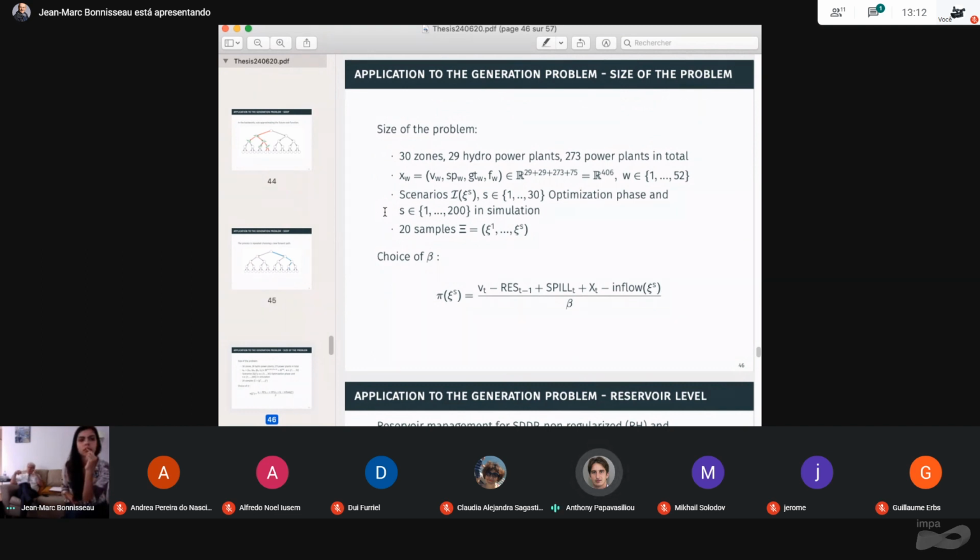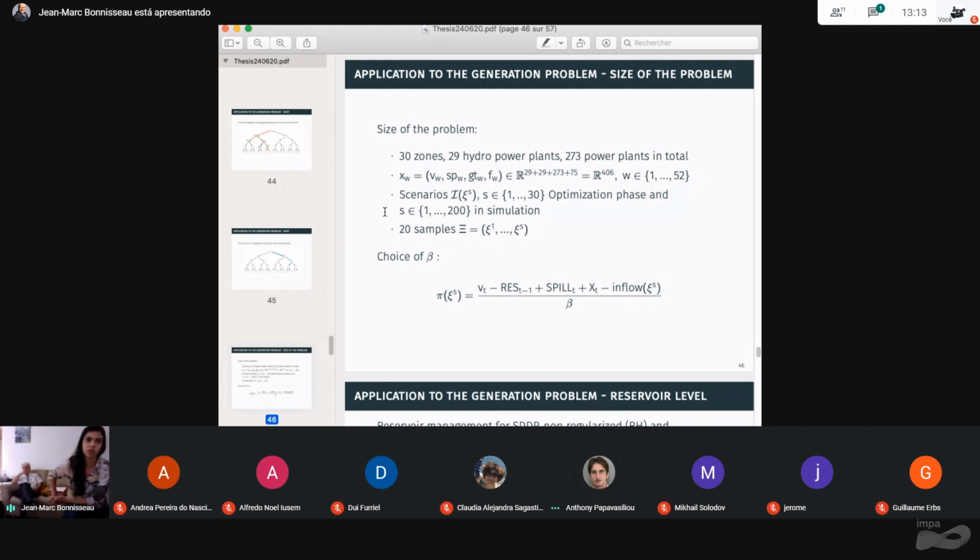So it's 406 dimensions coming. The plants are having state variables due to ramp constraints, or? No, all the randomness in this problem came from the water balance equation. So it came from inflow. Right, but why do you have 406 states? Sorry, I didn't understand. In the second bullet, you mentioned that your state vector is in R to the 400. That is the result of 29 plus 29 plus 273 plus 75. Okay. So where is that coming from, if you can explain?